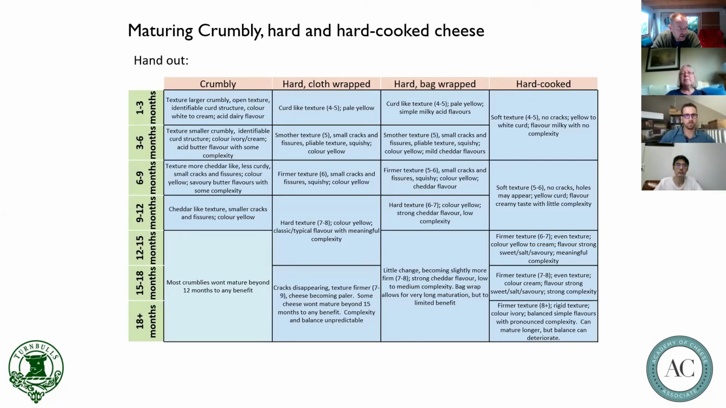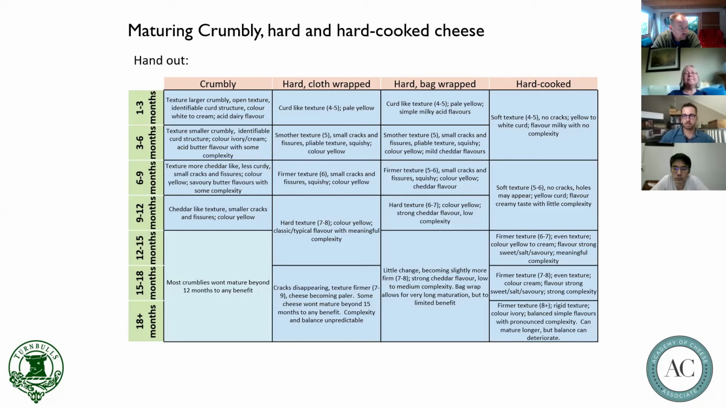Now here we have a nice little diagram. This is definitely in your packs. You can print this out. Talking about how the different months would lead to different expectations on your cheese. Now we've got 4 different columns here: crumbly, cloth wrapped, bag wrapped, and hard cooked. Now to be super clear, cloth wrapped means literally wrapped in cloth. Bag wrapped means wrapped in a plastic bag. Now these are 2 cheddars that are part of level 1. We talked about bag wrapped and cloth wrapped. Here we're going to see how they change over time, or don't change over time, or change over different amounts of time.